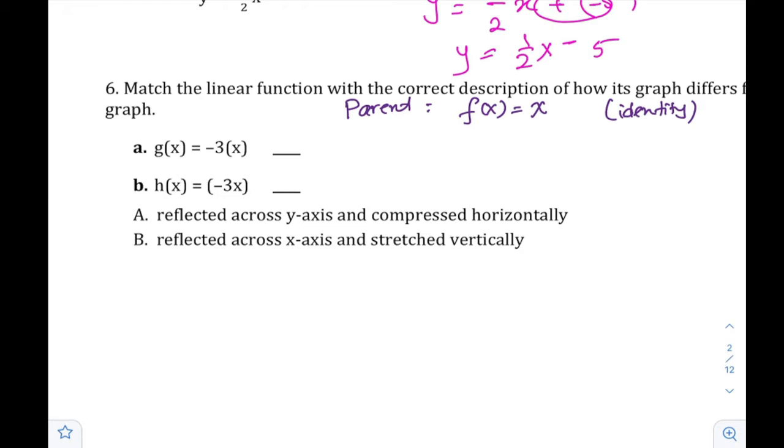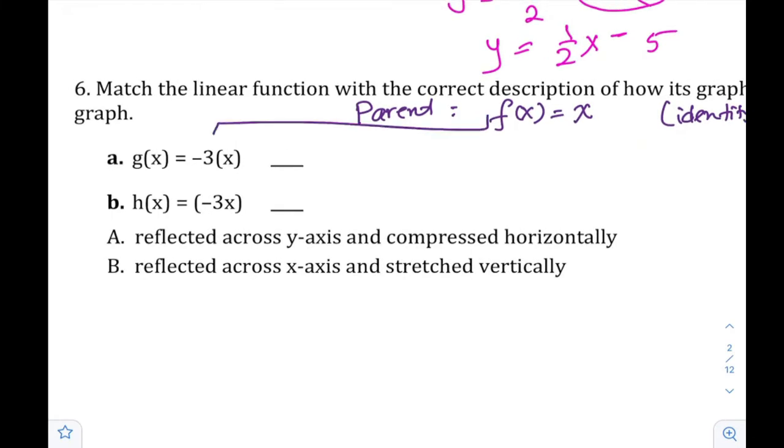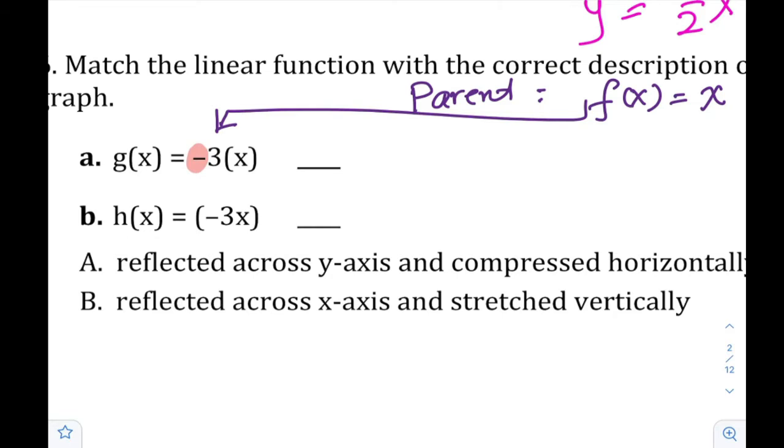Now let's compare what happened here. Compare the f of x to part A. You have only multiplied by negative and then 3. If you see any negative, that means there is a reflection. And since the negative is outside the group, it's reflection across the x-axis. So here, this minus causes reflection across x-axis.